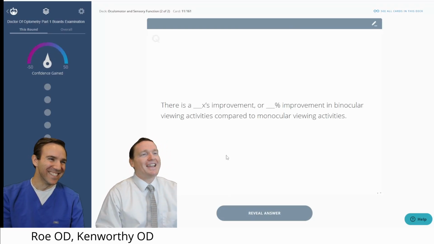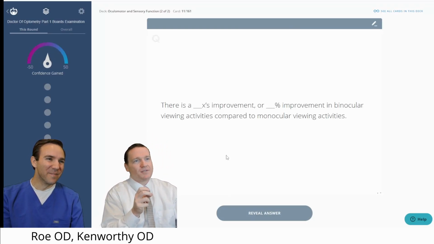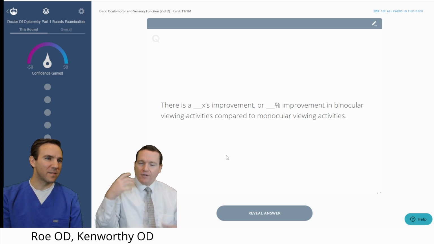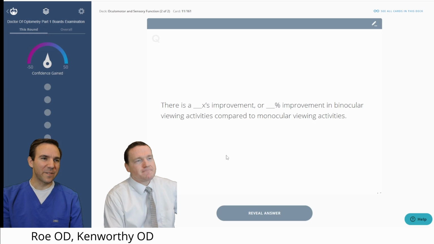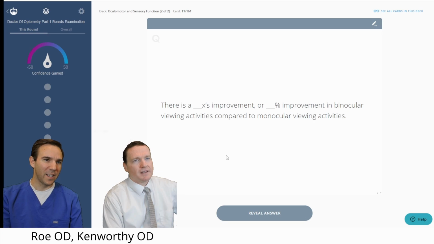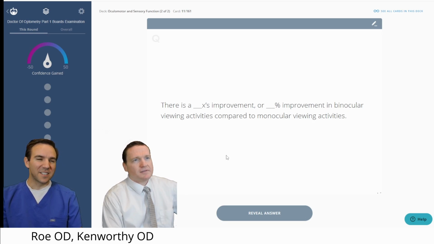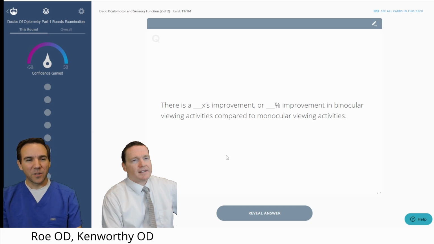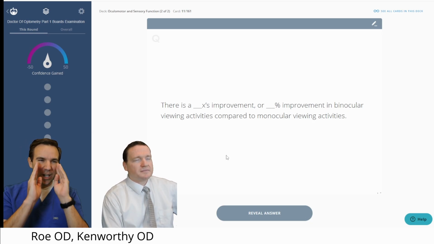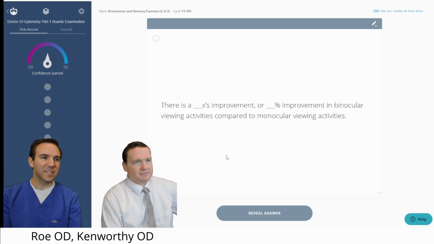There is a blank X's improvement or percent improvement. This is a lot of questions about binocular versus monocular, right? There is, which is definitely important for part 1 of boards to be aware of. You look at the outline, there's a lot of binocular vision components to it. So on this one, it's just looking to see how much better are you with 2 eyes instead of 1 eye? Why did evolution give us these 2 wonderful eyes that are straight ahead and not on the sides of our heads to pick things up?